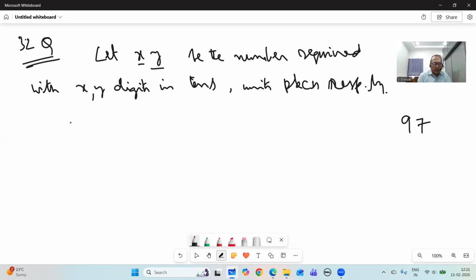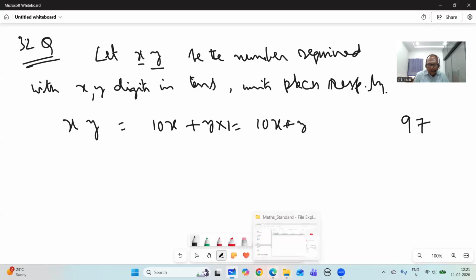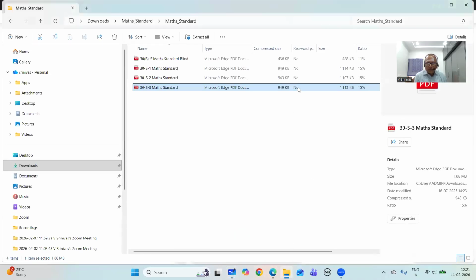So this is the number. What does this mean? x into 10 plus y into 1. The value of this is x into its place value 10 plus y into its place value 1, so this is 10x plus y. Okay, and this is given in terms of some variables. Let us see.